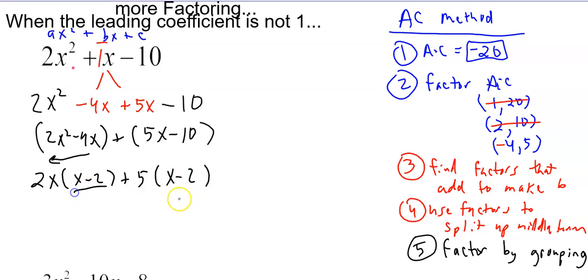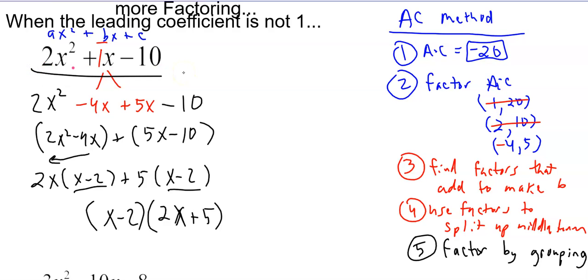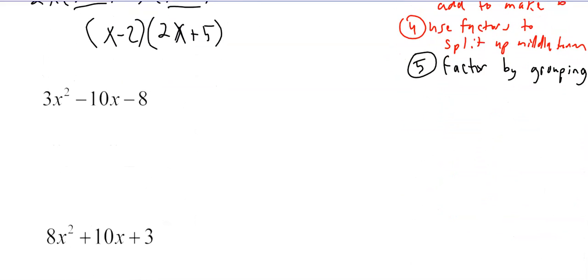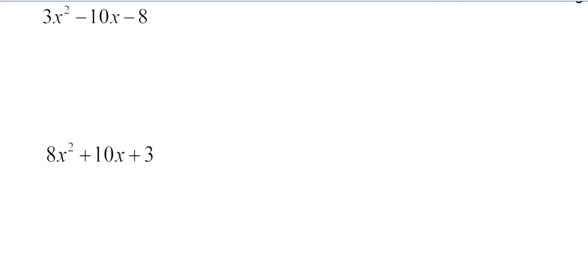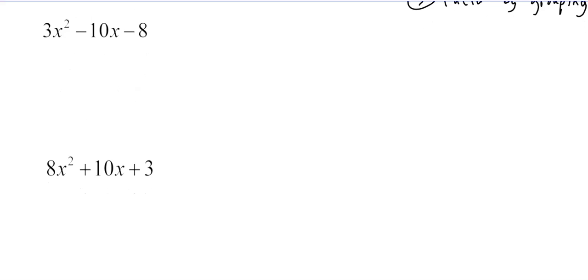Guess what? The parentheses match. That's excellent. Regroup. So one of them is going to be x minus 2. The other one's 2x plus 5. And if you FOIL that out, you would get this original problem. You could double check that you were right every single time. It's a guaranteed method of solving things that in the past were kind of difficult to solve.